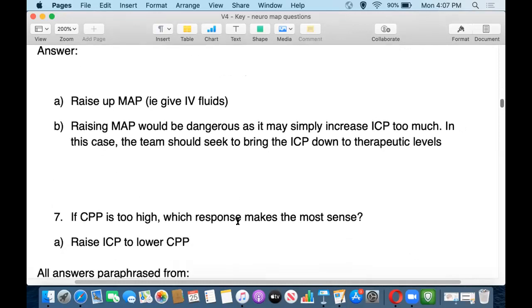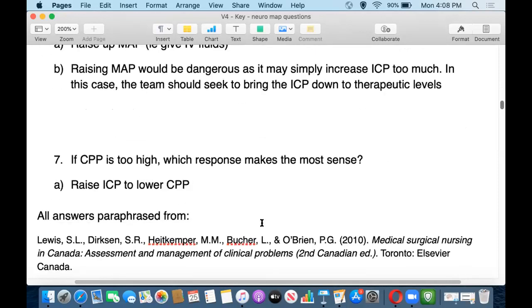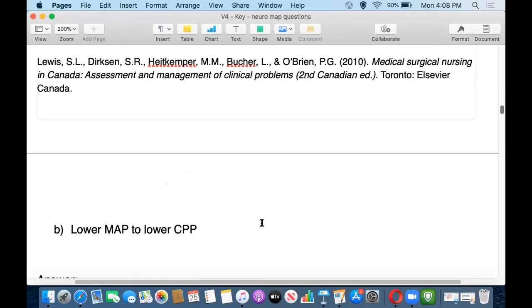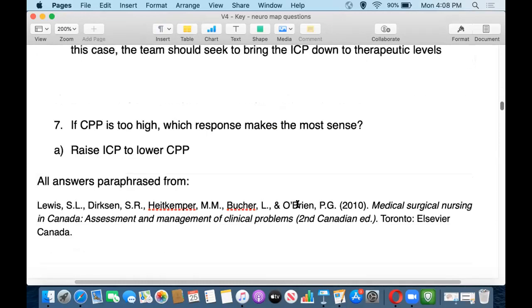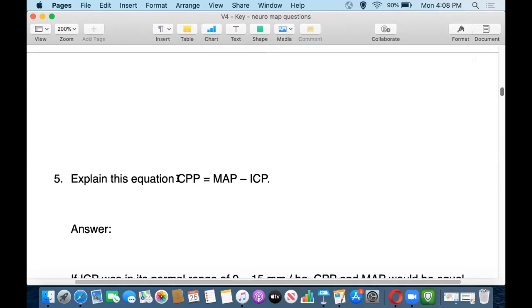What are the other choices? Lower MAP to lower CPP. That's probably our best choice. So if CPP is too high, we need to find a way of lowering the blood pressure. We're not going to seek to raise it up. We'll lower the blood pressure to make the math work.